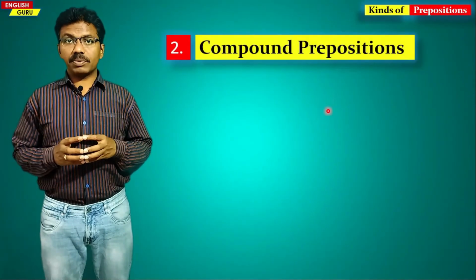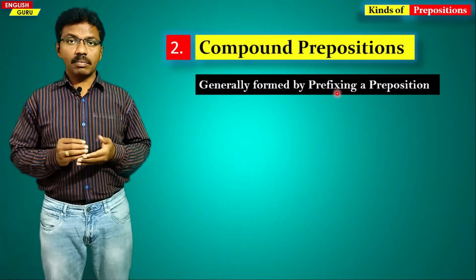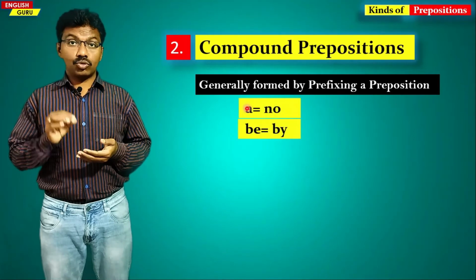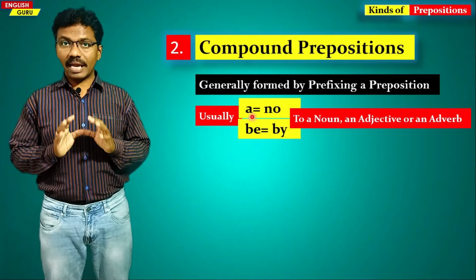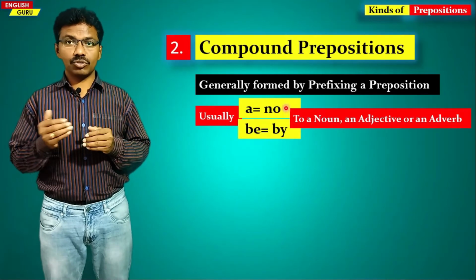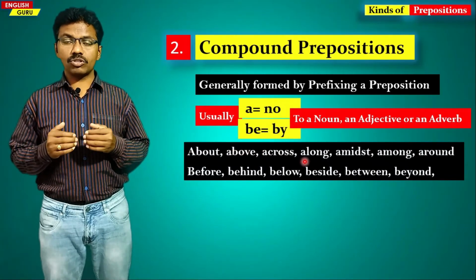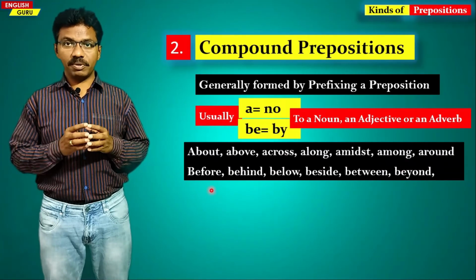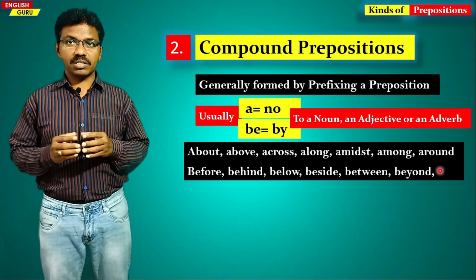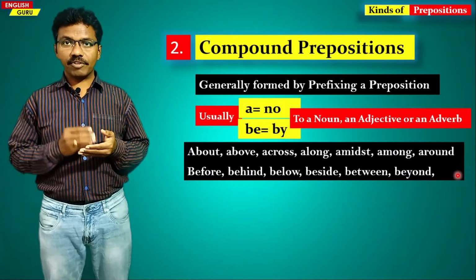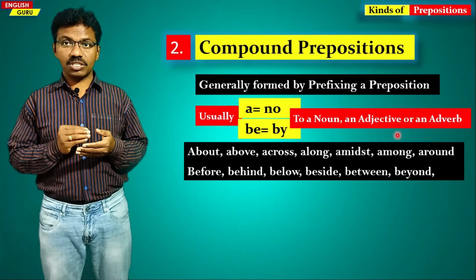The second category of preposition is compound prepositions. Compound prepositions are normally formed by prefixing, by adding a letter to a noun, adjective, or an adverb. What kind of words do we normally add? A or B. A means on, B means by. For example, about, above, across, along, amidst, among, around, before, behind, below, beside, between, beyond, etc. These are all compound prepositions. They are formed by adding a or be letters before a noun, an adjective or an adverb.